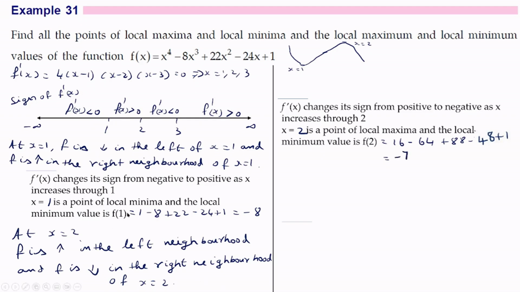And next we have the next point, which is x is equal to 3. Here to the left of 3, we can see that f dash of x is less than 0. The meaning is that the function is decreasing. So here the function is decreasing, and then to the right of 3 it is increasing. So x is equal to 3 is again a point of local minima.